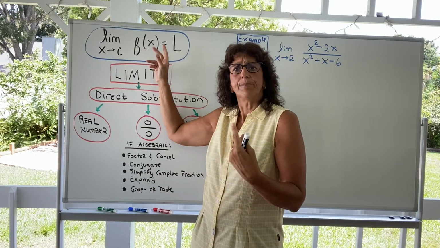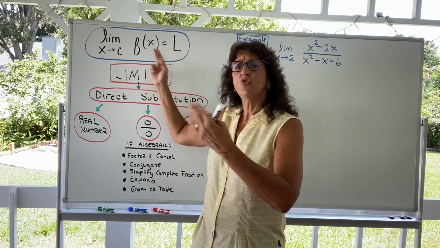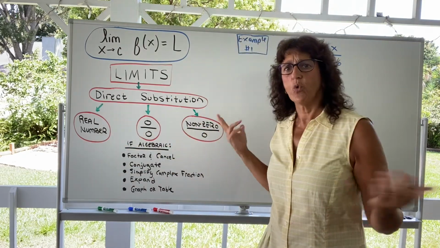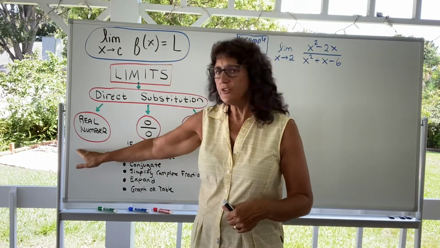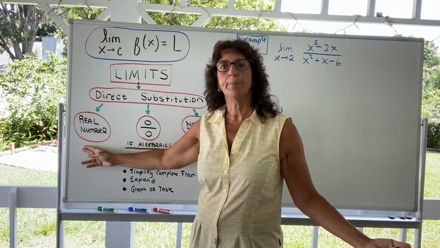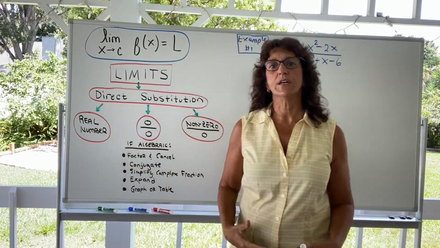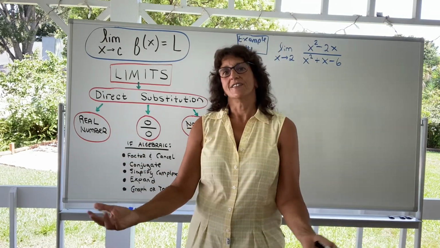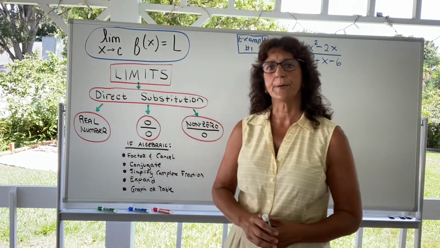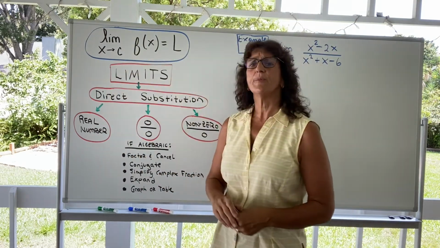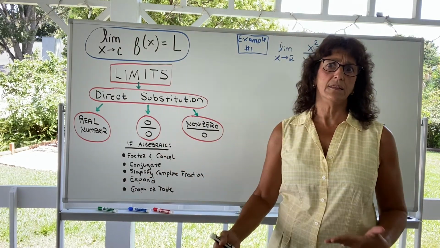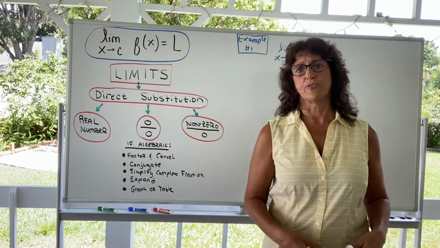When you take this number and substitute it into the function, you're going to get one of these three outcomes. If you take your c value, substitute it into the function, and get a real number, no zeros in the denominator, then that's your answer. You're done. Simple. If you take your c value and substitute it into the function and end up with a 0 in the denominator, well then we've got some work to do.